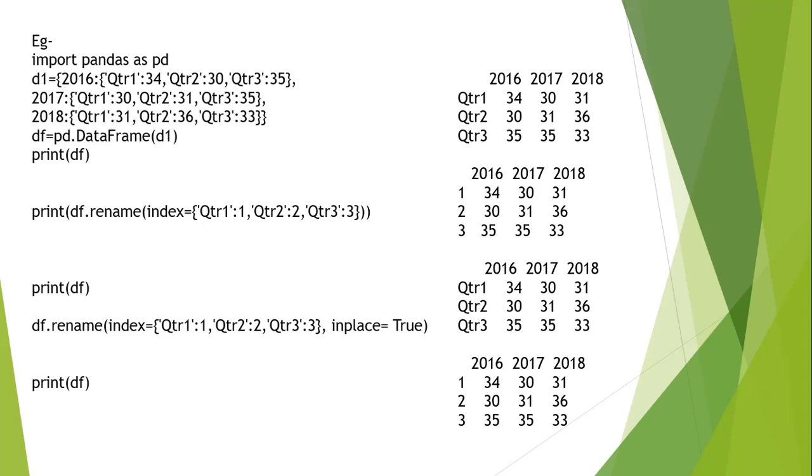You can see now in df the indexes have been renamed. Okay, so you have to be very careful with this: if you do not use in place is equals to true, the indexing will be done according to the renaming, but it will not be reflected in the original data frame. But if you want to reflect the changes in the data frame also, you have to use this special argument, that is in place is equals to true. Okay, now let's move further.